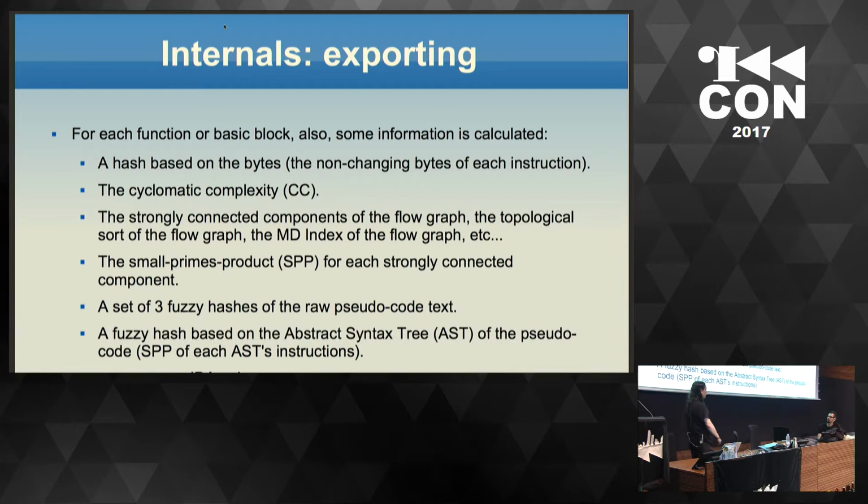For example, the cyclomatic complexity, which is a measure used to determine how complex a function looks. The strongly connected components of the flow graph. This is graph theory. The topological sort of the flow graph, the MD index, and other things related to the graph. The small primes product for each strongly connected component; I will explain a bit later what a small primes product is. As well as a set of 3 fuzzy hashes of the raw pseudocode text, another fuzzy hash that I invented myself, based on the abstract syntax tree, supposing that we have the decompiler, and many other things that are calculated.